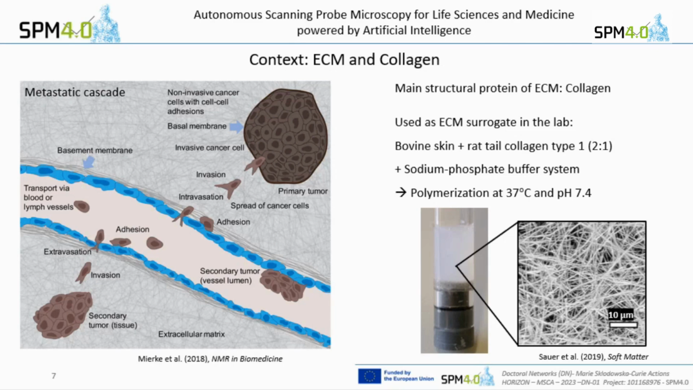We work with a mixture of type 1 collagen. Type 1, I think, is the most abundant collagen type in the body. And we use here bovine skin and rat tail collagen, mix them together, use a buffer system, and then you can polymerize it at 37 degrees and a fixed pH level. But then you can also tune the properties of the collagen gel. And there you can see a bulk image. It's just a milky looking soft gel.